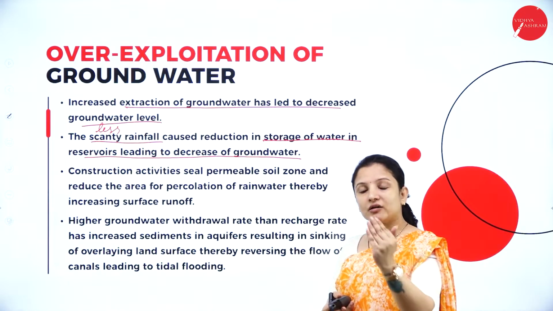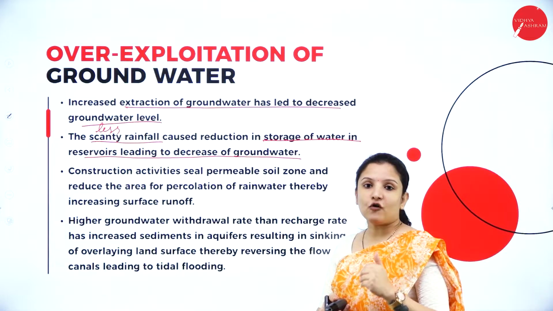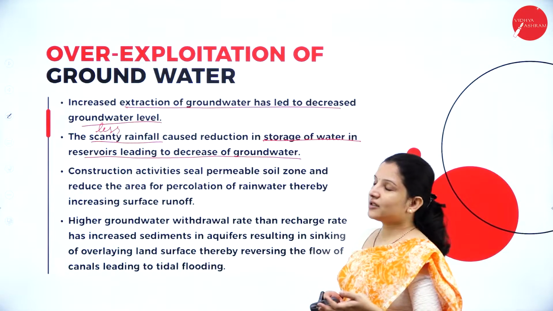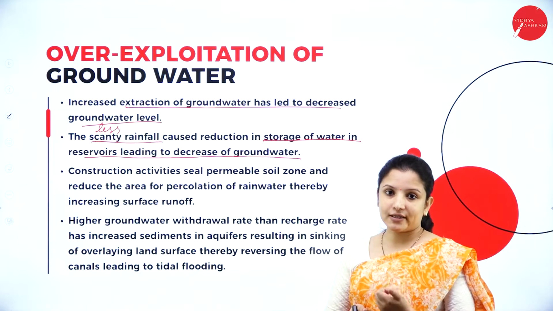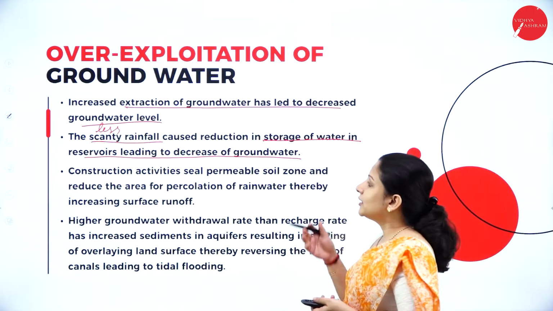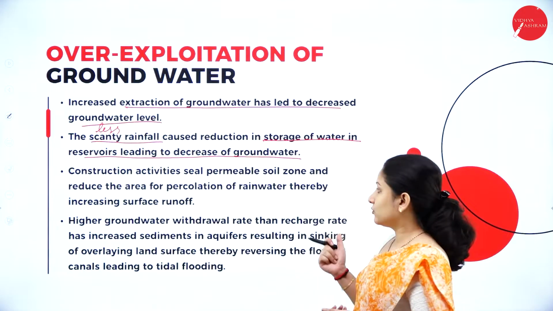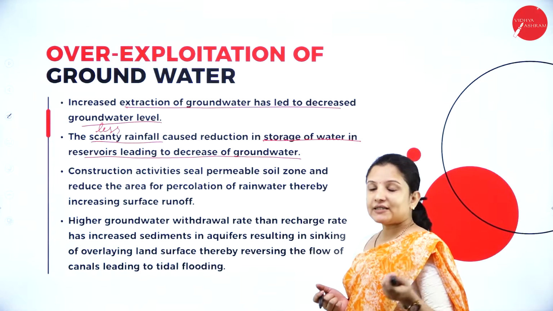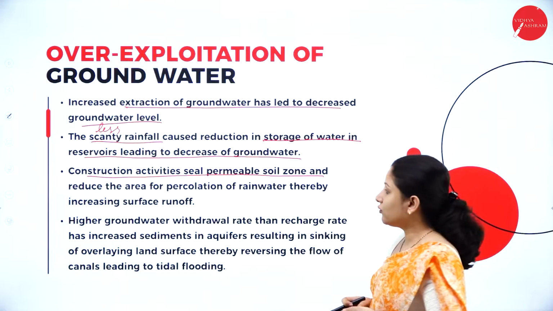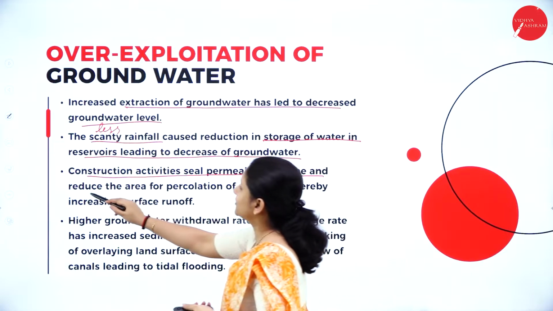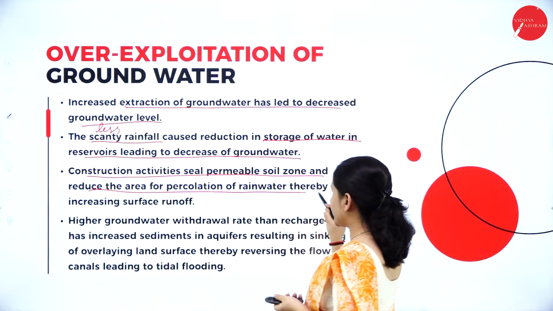The remaining water will seep into the ground and form the groundwater. Now, if rainfall itself is not there, then how can the groundwater level be maintained, right? That is how it will lead to a decrease in the groundwater level. Next, various construction activities also alter the groundwater level and reduce the area for percolation of rainwater.